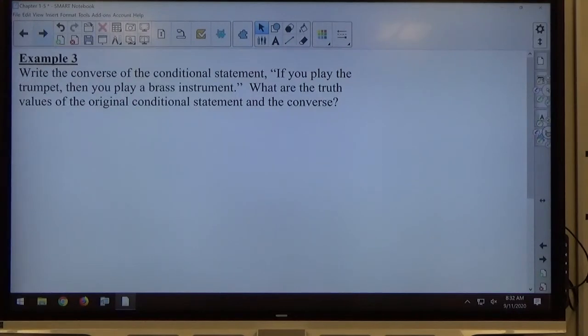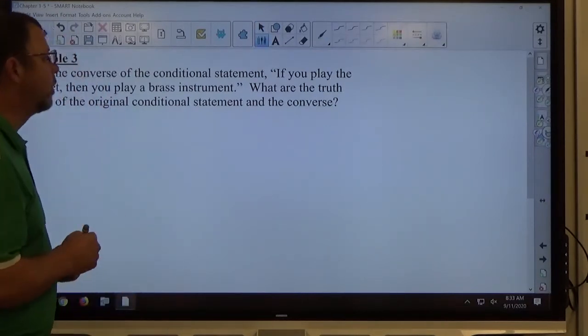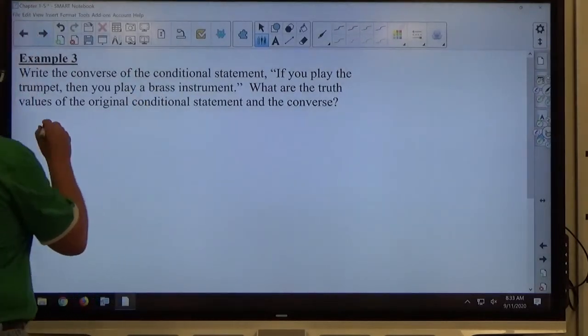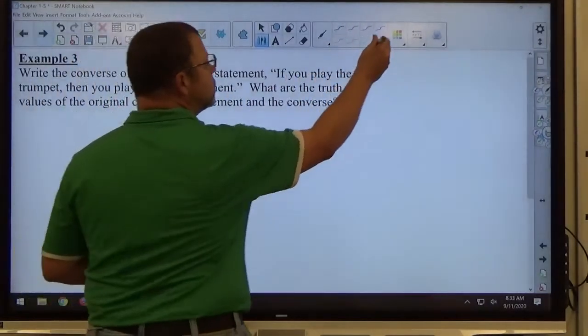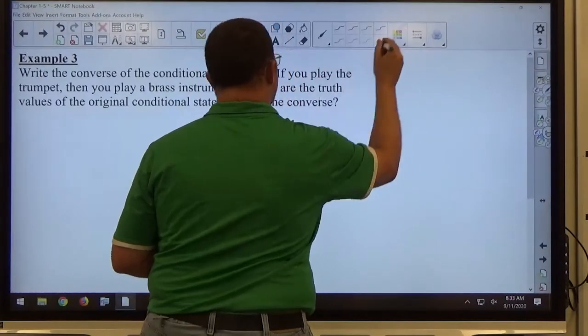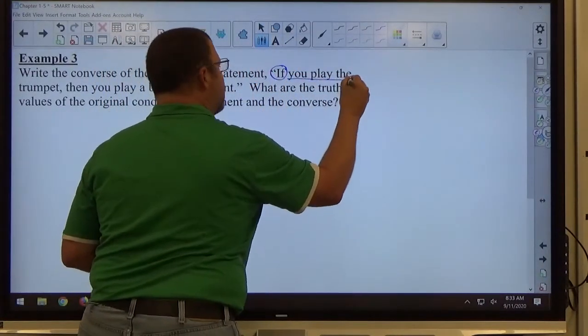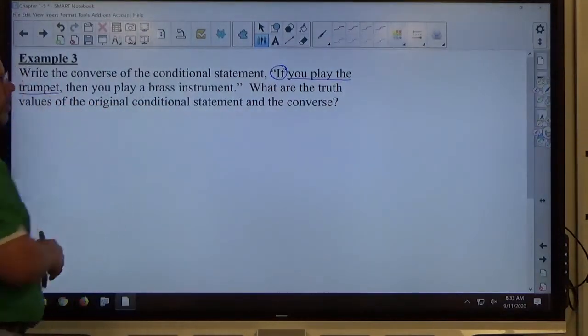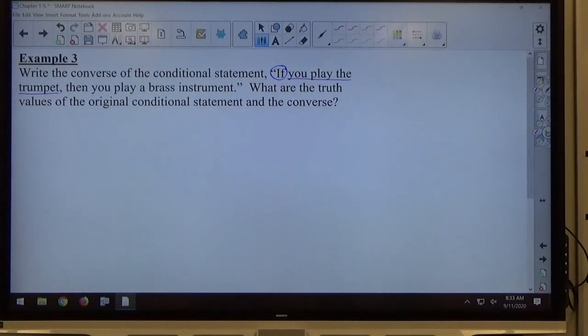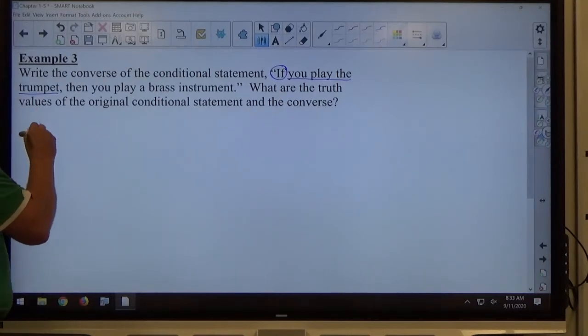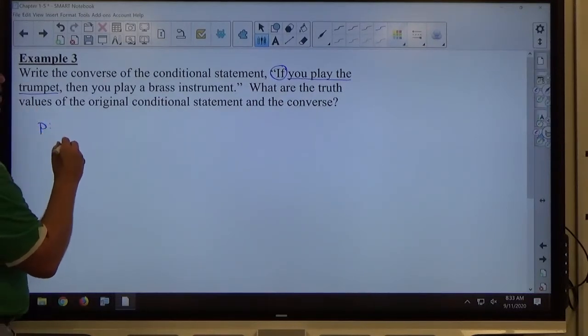Write the converse of the conditional statement: if you play the trumpet, then you play a brass instrument. What are the truth values of the original conditional statement and the converse? So, let's start with if you play the trumpet. You find the word if. The words following the word if are the words of the hypothesis. So you play the trumpet is the hypothesis. If I parse it a little bit, the P value, the hypothesis of this statement, is you play the trumpet.